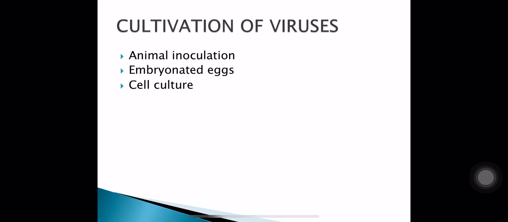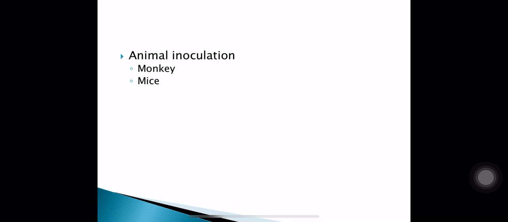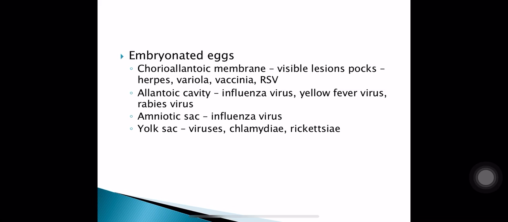and cell culture. In animal inoculation, an experimental animal like mice, rat, monkey, rabbit, guinea pig, etc. are used for growing viruses. An embryonated egg has different portions.